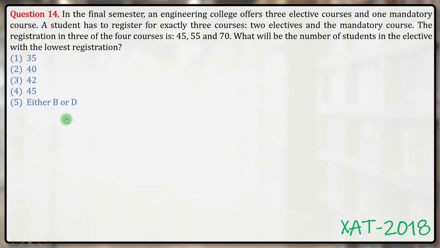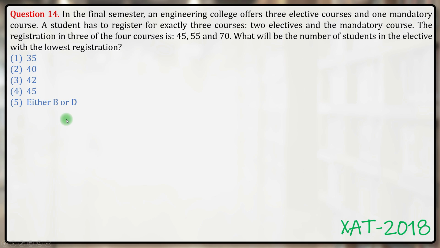In the final semester, an engineering college offers 3 elective courses and 1 mandatory course. A student has to register for exactly 3 courses: 2 electives and a mandatory course. The registrations in 3 of the 4 courses are 45, 55 and 70. What will be the number of students in the elective with the lowest registration?